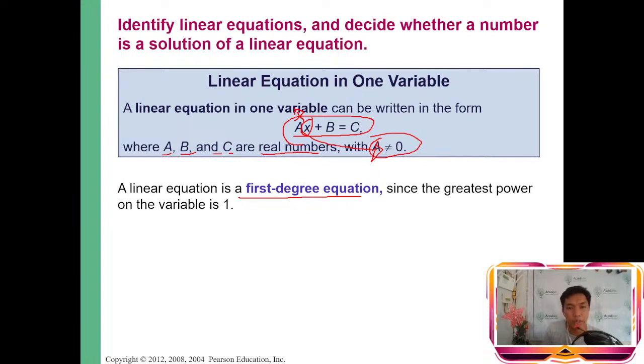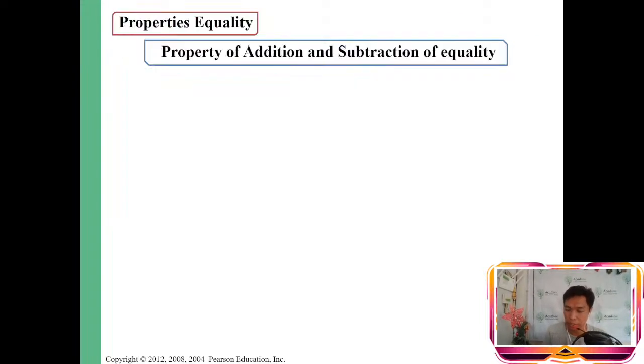Look at this one here. Remember the equations: linear equation in one variable. This is the standard form. Take note of that. What is the standard form? ax plus b equals c. And what is the highest degree, the highest power of a linear equation? Degree 1. Now let's proceed. What are the properties of equality?